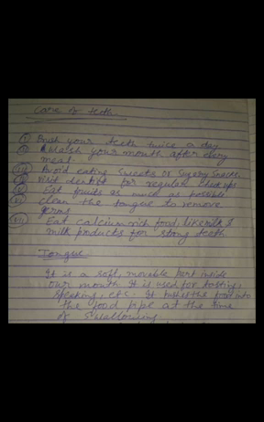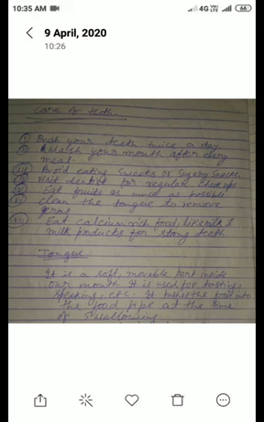Okay, now the second part is the tongue. It is a soft movable part inside our mouth. It is used for tasting, speaking, etc. It pushes the food into the food pipe at the time of swallowing.